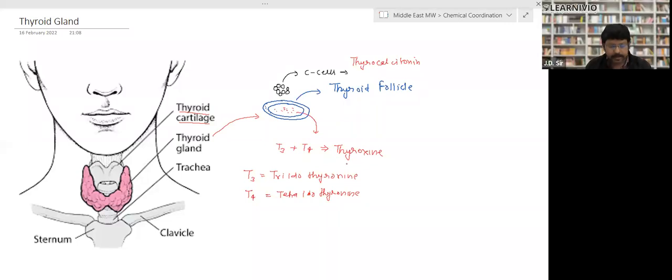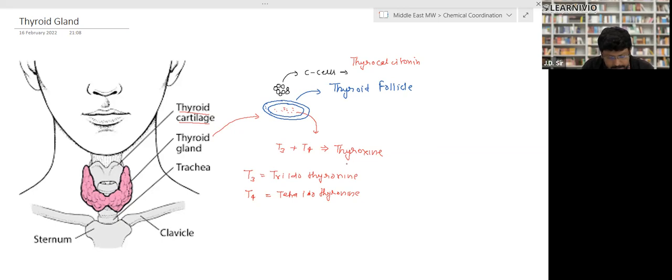This is the largest endocrine gland, located anterior to the thyroid cartilage of the larynx in the neck. Full stop.